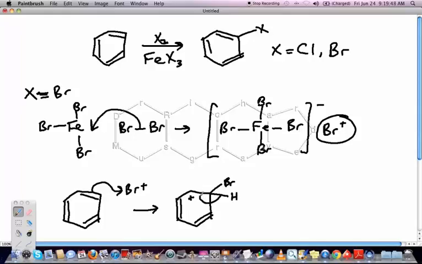Then we can lose the hydrogen that's on the same carbon as the bromine, and we're now going to reform our double bond, which brings aromaticity back to our system. And there's our bromination process.